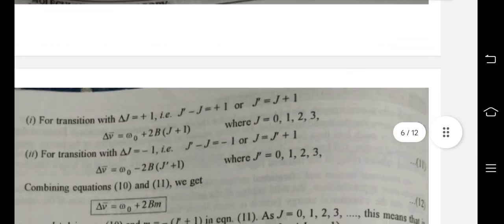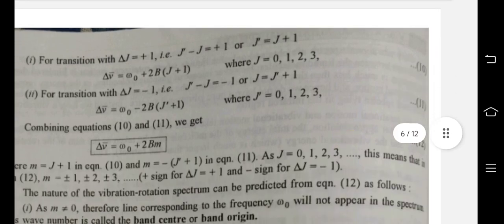Putting (1 − 2x_e)ω_e equal to ω_0, we get Δν̄ = ω_0 + B(J' − J)(J + J' + 1). For transition with ΔJ = +1, that is J' − J = +1 or J' = J + 1, Δν̄ = ω_0 + 2B(J + 1), where J = 0, 1, 2, 3.